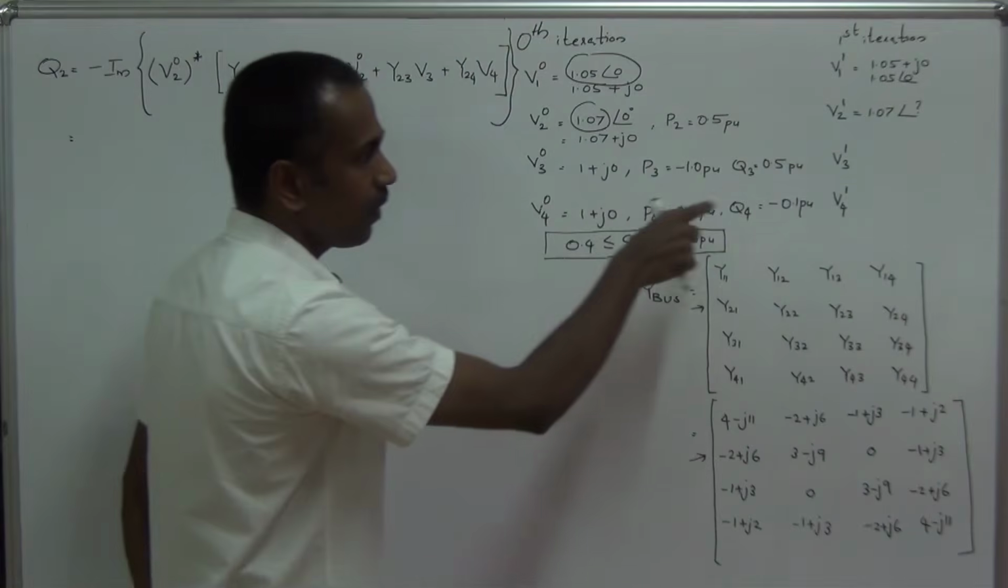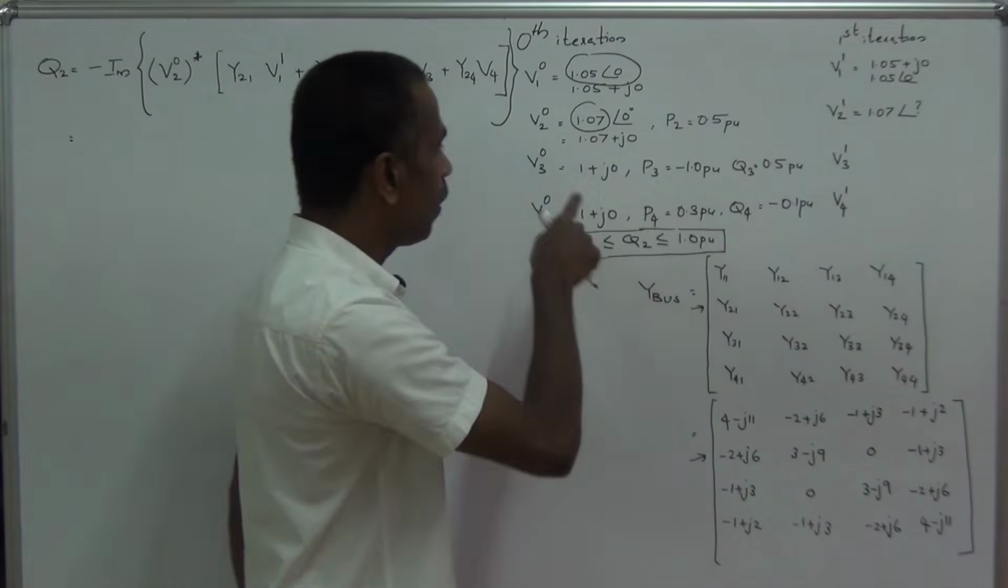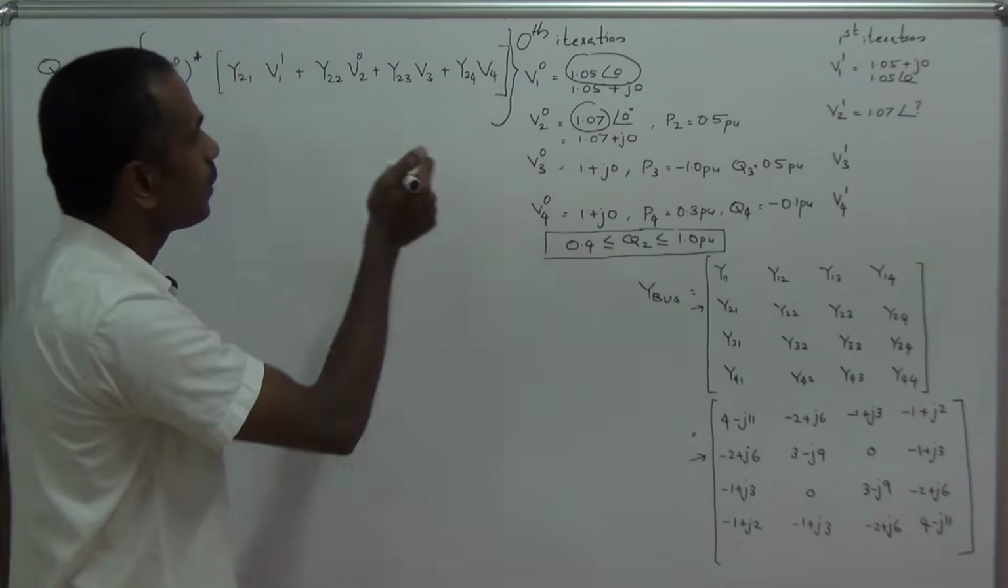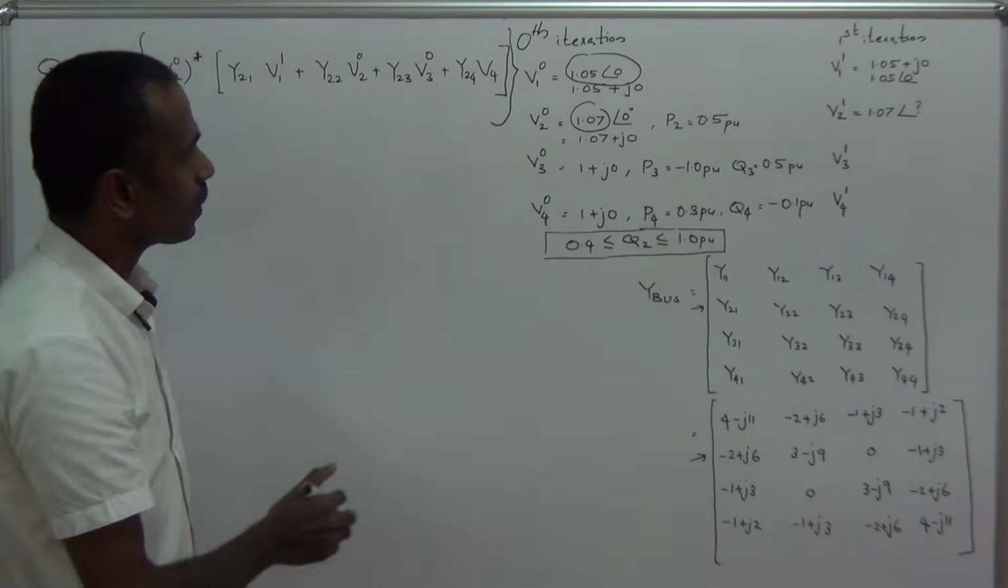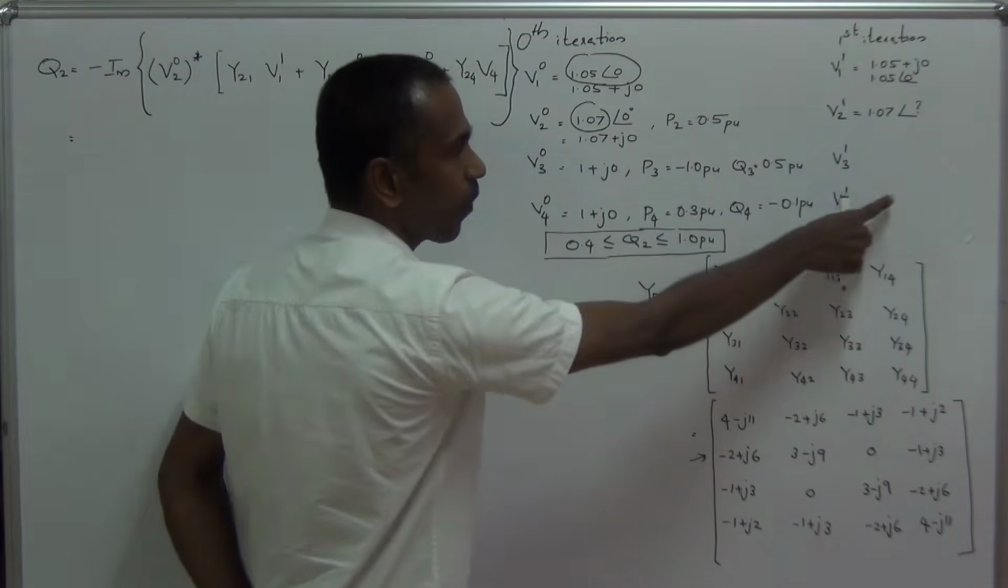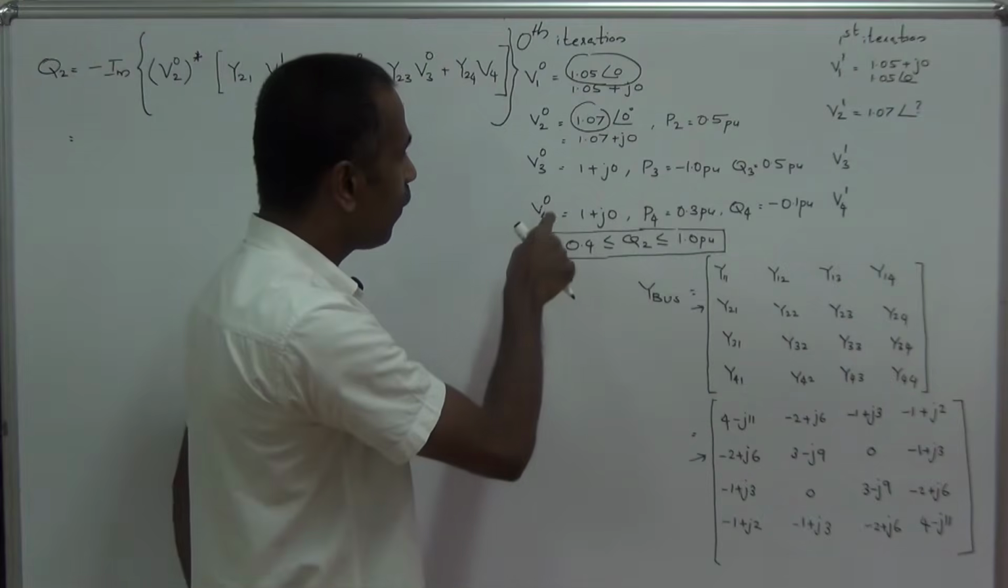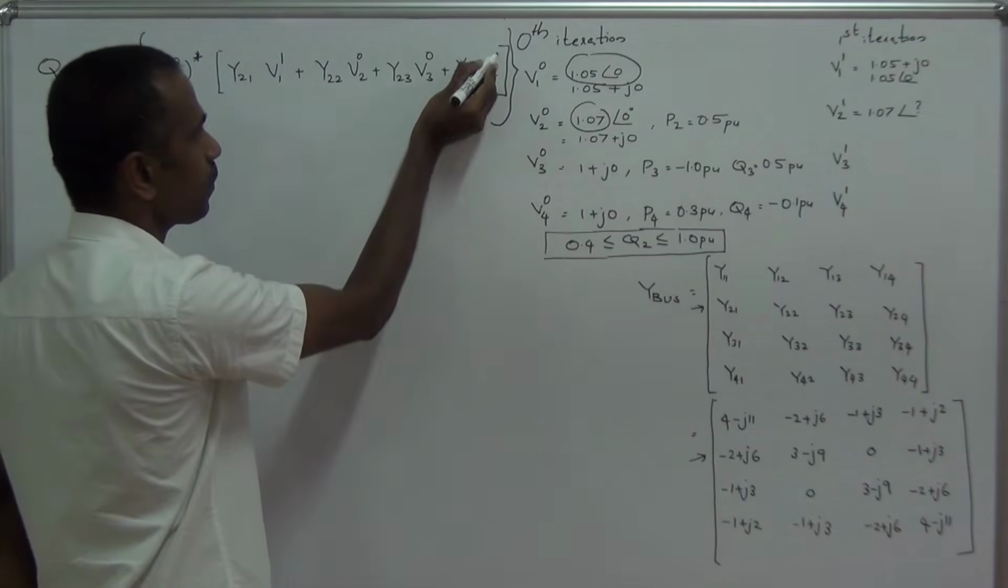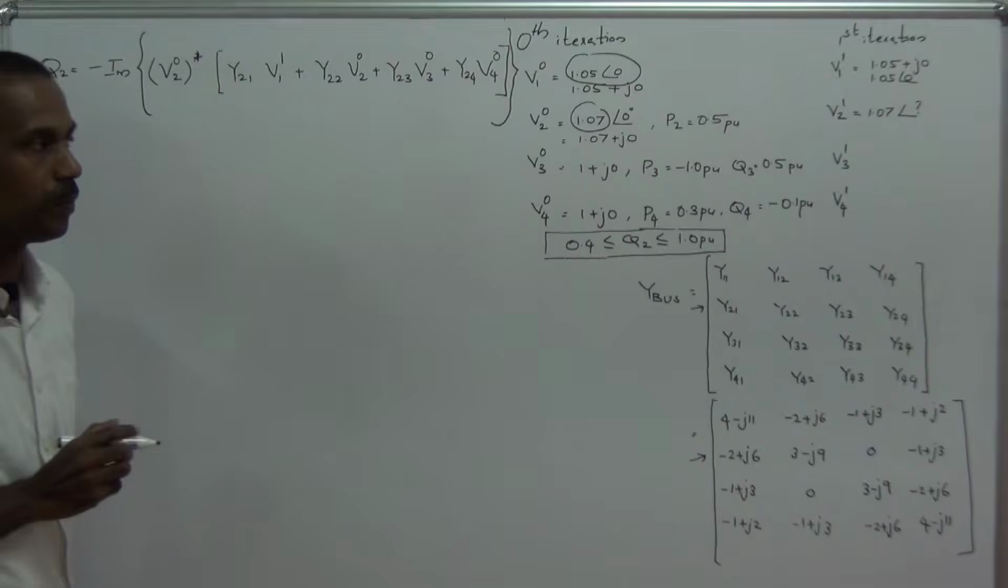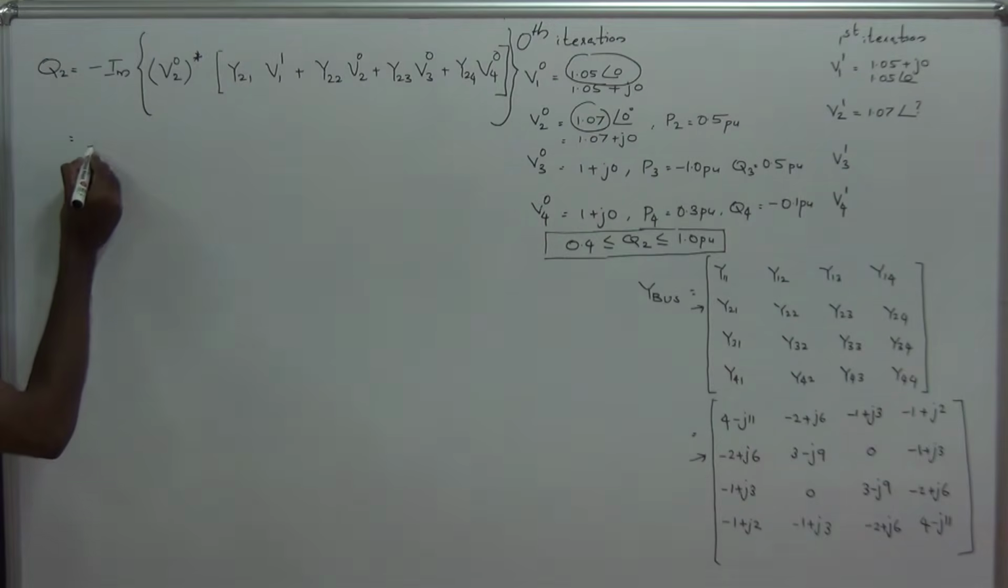What about V3? V31 is not available. Only V30 is there with us. So you choose V30. What about V4? V41 is not available. Only V40 is there. So you choose V40.